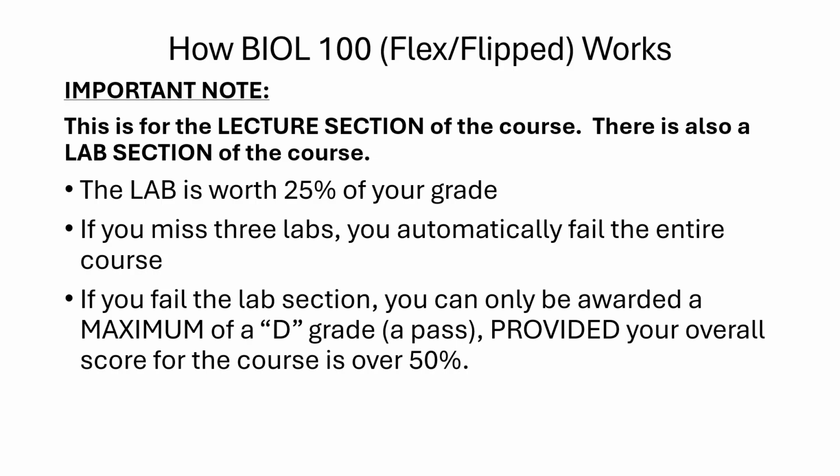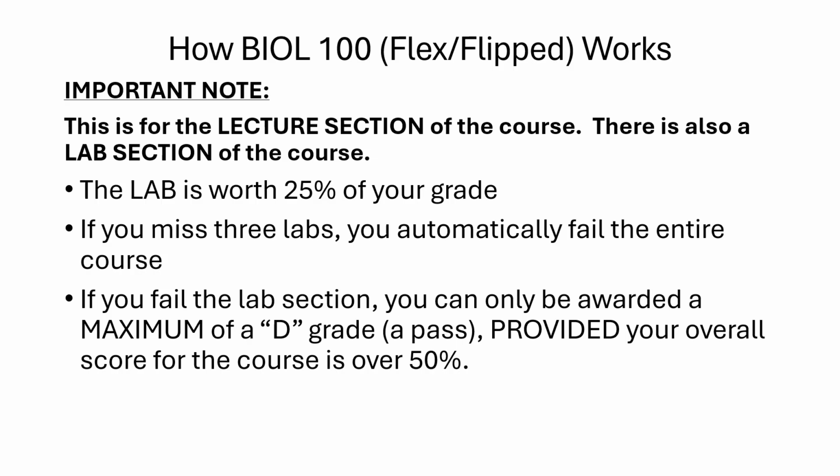Right? So in other words, if you fail the lab but you get 100% of the lecture correct, that's 75%, that's a B plus. You can't get a B plus, right? You would only get a D at the most. On the other hand, if you fail the lab and you fail the lecture and your overall percentage is 40% instead of 50, then you would fail the entire course anyway.